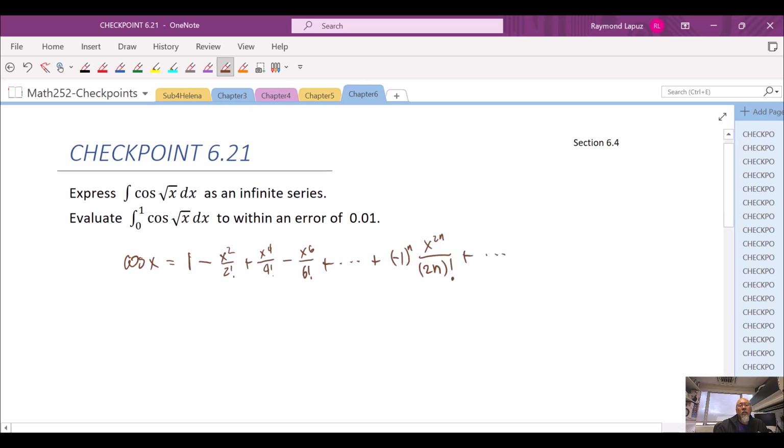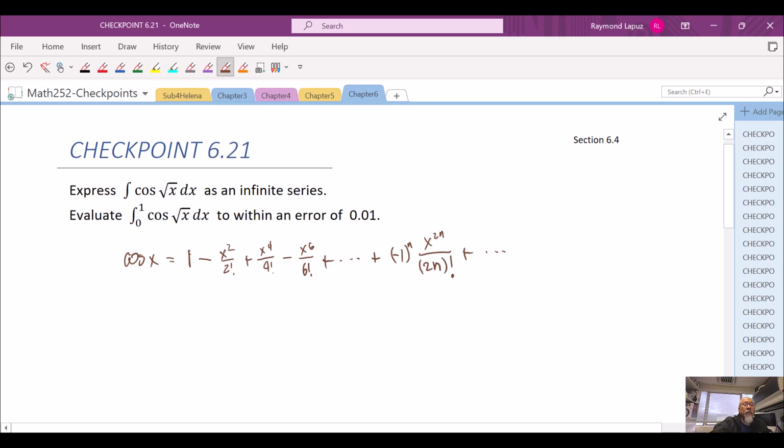Okay, so our task is to evaluate this now at square root of x. So we have cosine of square root of x. That means wherever we see an x, we will put a square root of x there. Putting a square root of x is equivalent to putting x to the 1/2 power. Since we're going to be combining powers, it might be useful to write it as x to the 1/2 power.